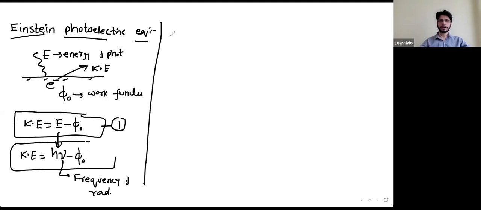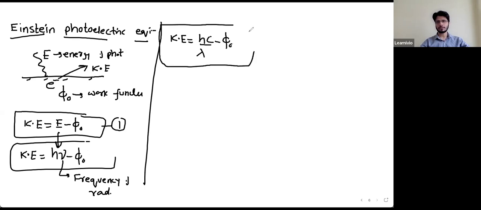You can even write this as Ke is hc by lambda minus phi naught. This we did yesterday also. So this lambda here is the wavelength of incident radiation. The main equation is equation number 1. Now you can keep on converting it into many forms.